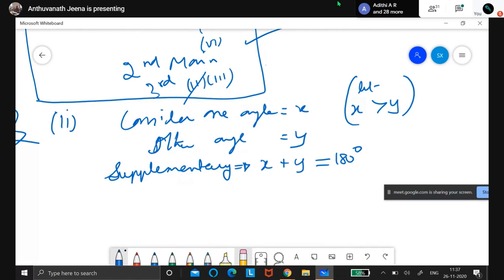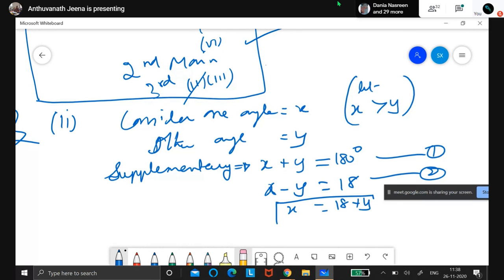And then the second condition. The larger exceeds by 18 degrees. Since x is the bigger number, x minus y is 18. Take this as the first equation and this as the second equation, and then solve. So, x is equal to 18 plus y.